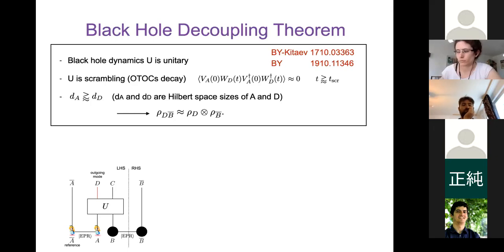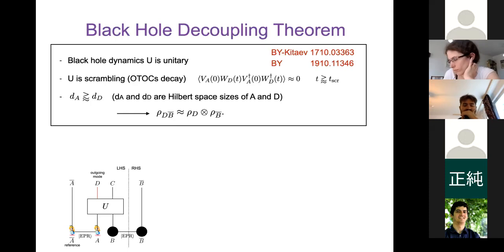But the point is, under these three assumptions, you can rigorously prove that the quantum state, the reduced density matrix on D, B bar, decouples into a tensor product. And the proofs are shown in these two papers, basically. So, what does this mean? Well, this means something very interesting.